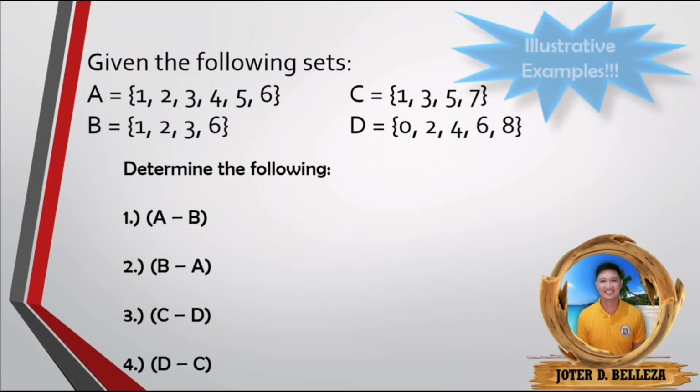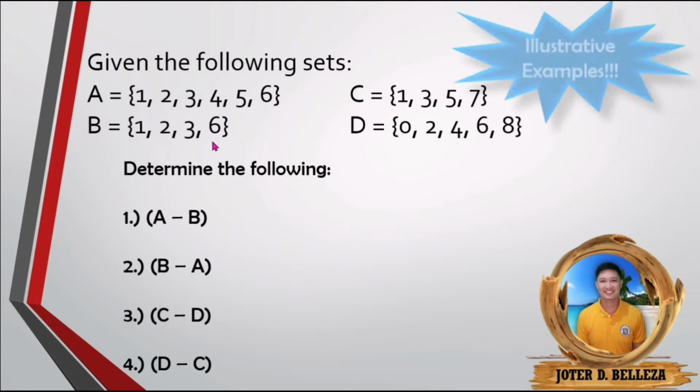That's A minus B. Before determining the difference between A and B, all we have to do is to examine first the elements that are contained in both sets. Now, A minus B means we are taking away all the elements of B that are found in set A. So, take a look at set B. The elements of B are 1, 2, 3, and 6, while A contains 1, 2, 3, 4, 5, and 6, right? Now, we will be taking away the elements of B that are found in A. And what are those elements? Correct. Those are 1, 2, 3, and 6.